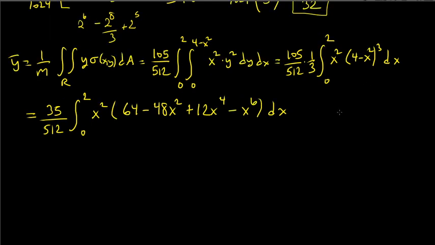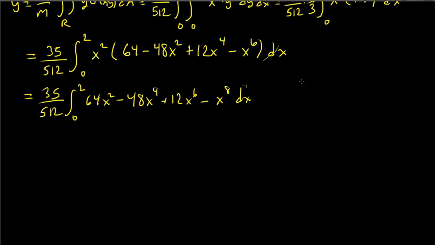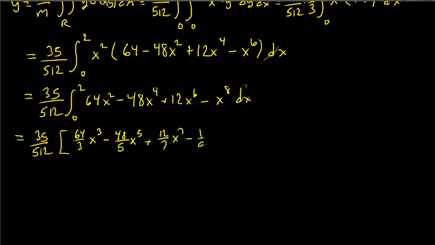All right, so now just distribute the x squared. And you're going to get 64x squared minus 48x to the 4th plus 12x to the 6 minus x to the 8. That looks weird. X to the 8 times dx, right? And then your antiderivative will be 64 over 3 x cubed minus 48 over 5 x to the 5 plus 12 over 7 x to the 7 minus 1 over 9 x to the 9. And now we just plug in the 2 again.